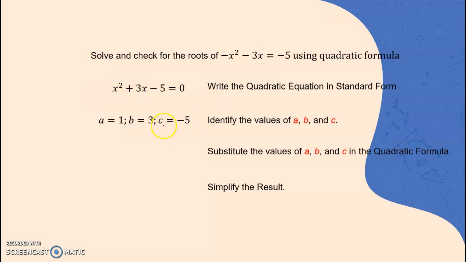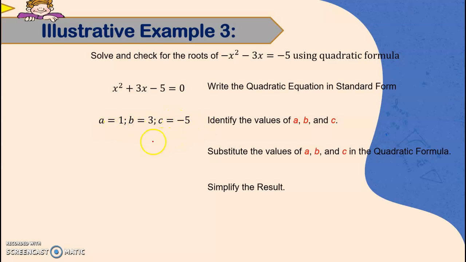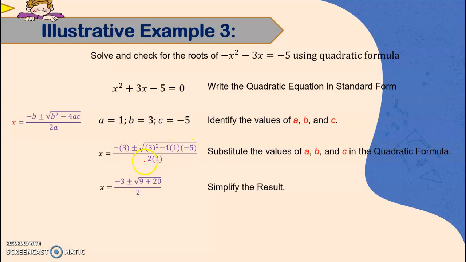Moving on, let's proceed to this one. After obtaining a is 1, b is 3, c is -5, we substitute it here. Okay? -3 plus or minus the square root of 3 squared minus 4 times 1 times -5, all over 2 times 1. Then -3 plus or minus the square root of 3 squared is 9, minus 4 times 1, that's -4 times -5, it's +20, all over 2. So if you add them together, this is 29, right?